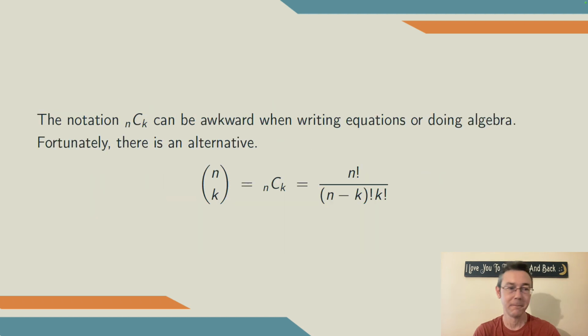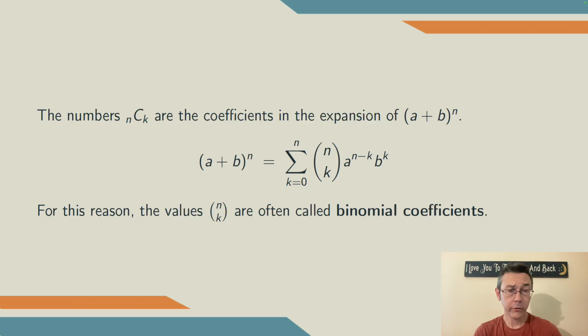And so to get the total number of permutations possible, you apply the fundamental counting principle: n choose k times k factorial. The notation n choose k can be awkward when you're writing equations or doing algebra, and in a probability course, you need to do both of those things. So frequently, we end up using this alternative notation. We write n choose k with parentheses, with n over k, and you can still read that as n choose k. We also often use the phrase binomial coefficients to refer to the numbers n choose k.